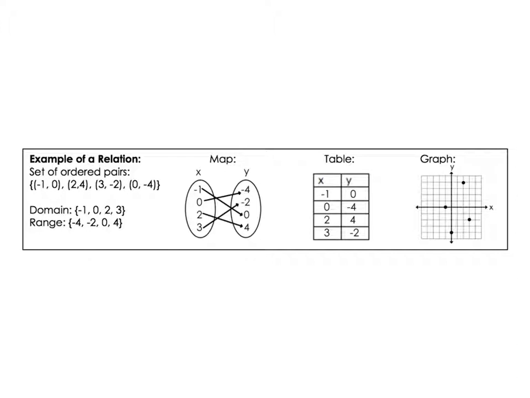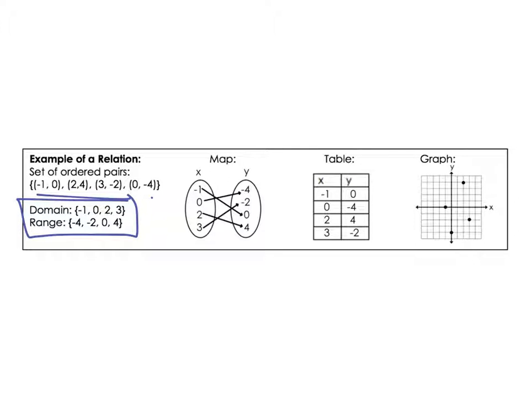So here's an example of a relation, and I have it as a set of ordered pairs right here, and then here we have the domain and range underneath it. Right here is the domain and the range. So the domain is the x values, but they're in order from least to greatest. So -1, 0, 2, 3. And the range is the y values, but in order from least to greatest.